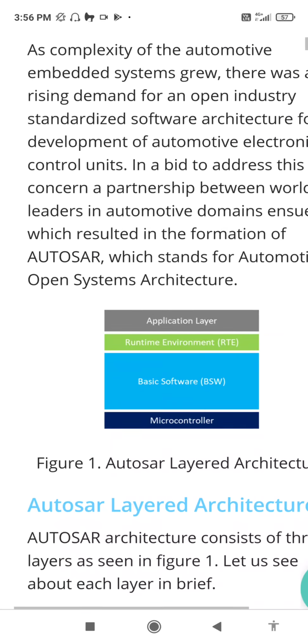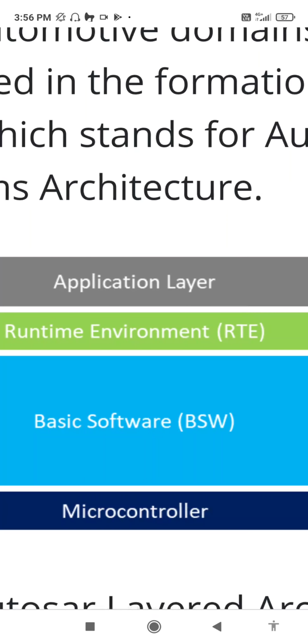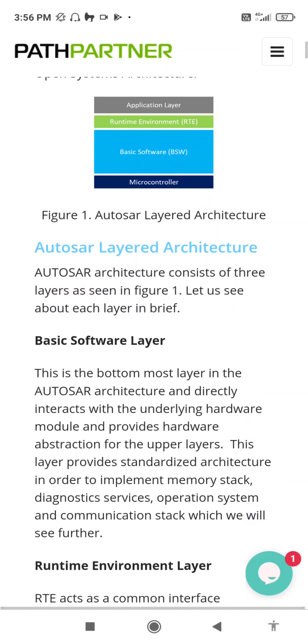Figure 1. AUTOSAR Layered Architecture. AUTOSAR architecture consists of 3 layers as seen in Figure 1. Let us see about each layer in brief. Basic software layer. This is the bottommost layer in the AUTOSAR architecture and directly interacts with the underlying hardware module and provides hardware abstraction for the upper layers.